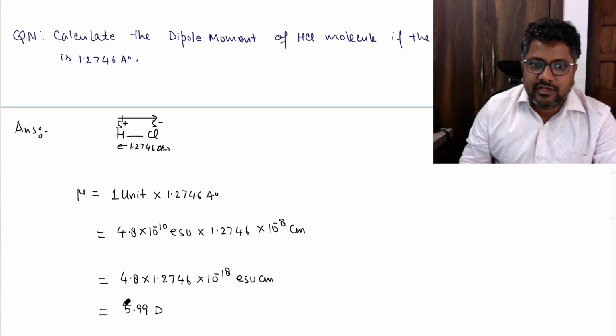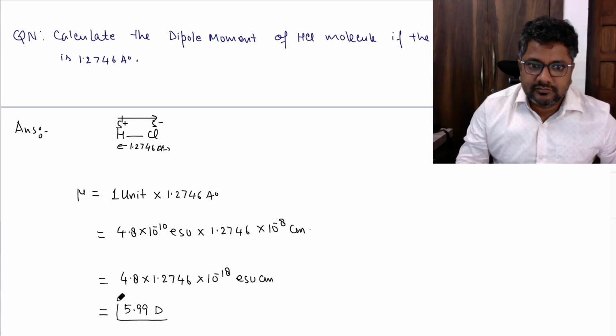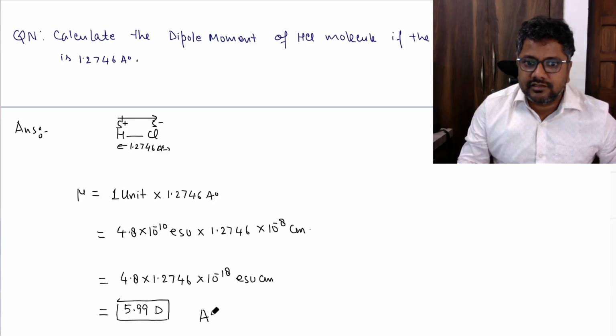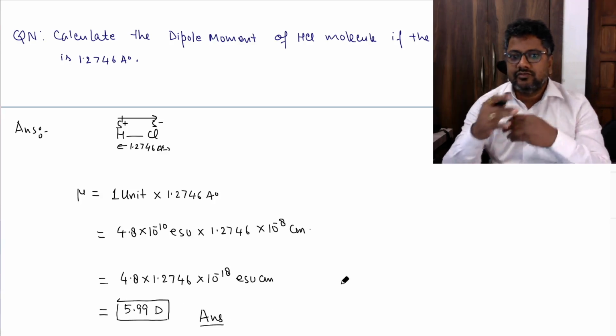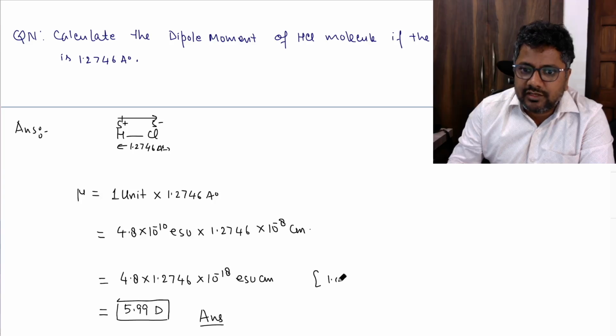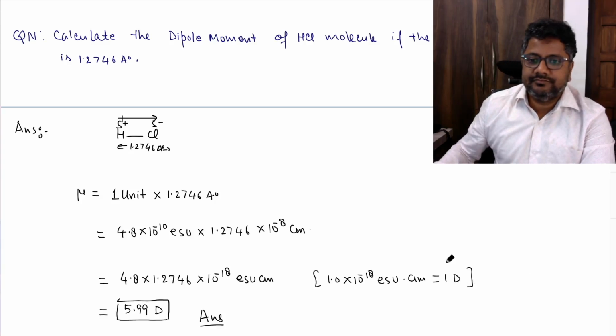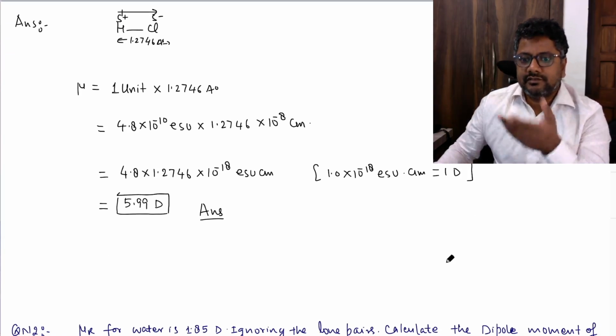So this is 5.99 Debye, right? So this is the answer. In this way you can simply calculate, as we know that 1.0 into 10 to the power minus 18 ESU into centimeter is equal to 1 Debye, right? So this is a simple question.